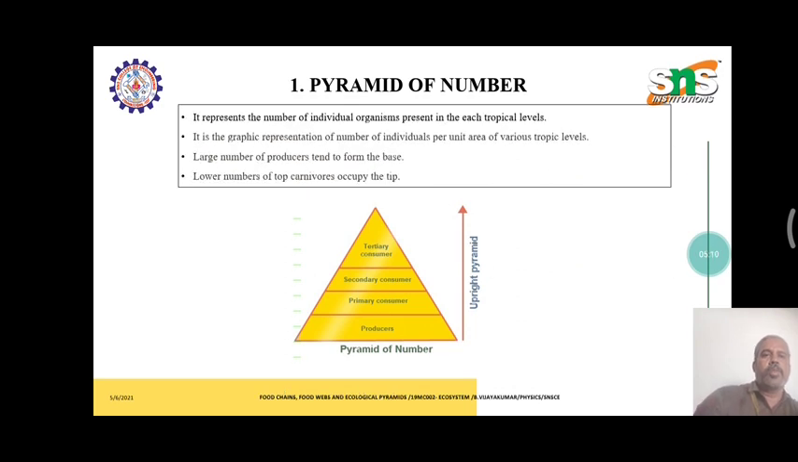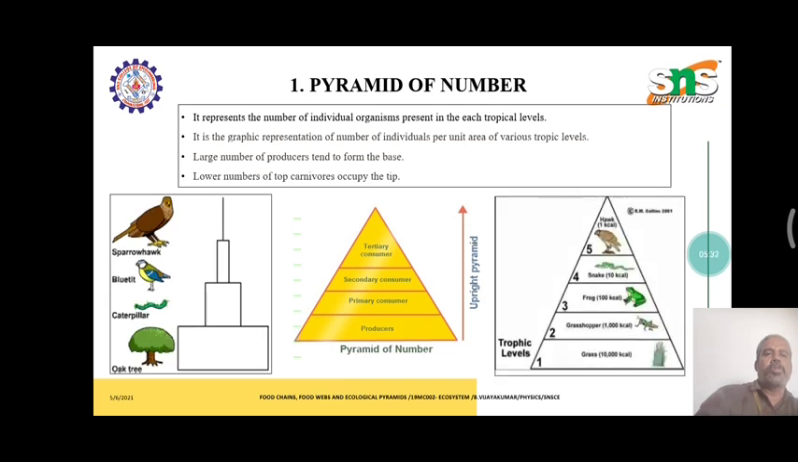The pyramid of numbers represents the number of individual organisms present in each trophic level. It is a graphical representation of the number of individuals per unit area of the various trophic levels. A large number of producers form the base, and the lower number of top carnivores occupy the tip. This is the picture, and the others are the same.